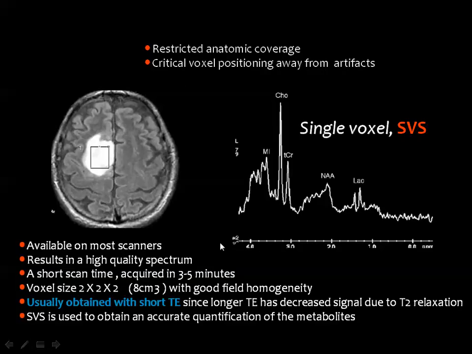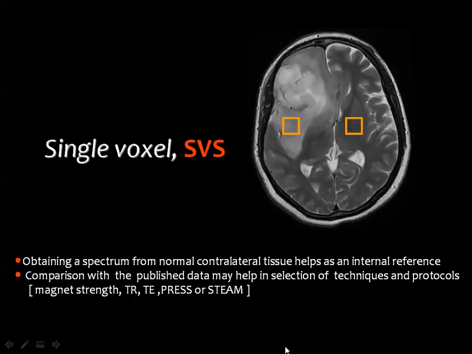In the single voxel technique, the size of the voxel is usually fixed, in the range of 2 by 2 by 2, meaning 8 cubic centimeters. Spectroscopy can be obtained with short TE, and it can also be performed with long TE. The single voxel technique is available in most scanners and results in a high quality spectrum, as you will see.